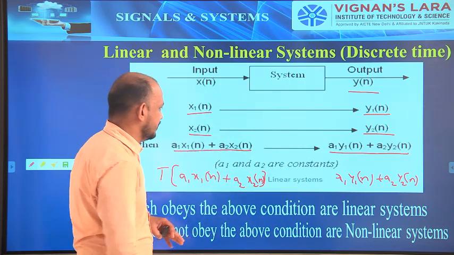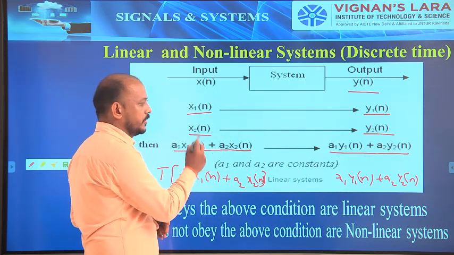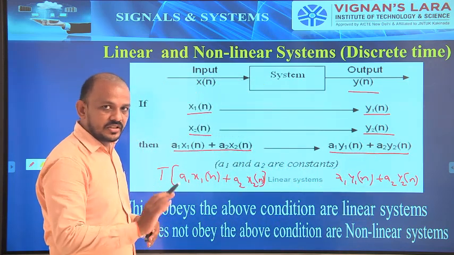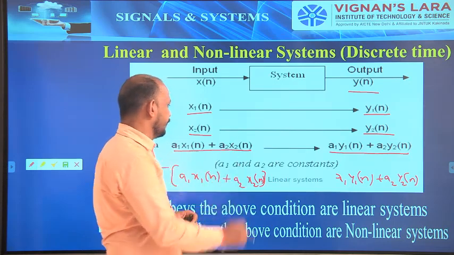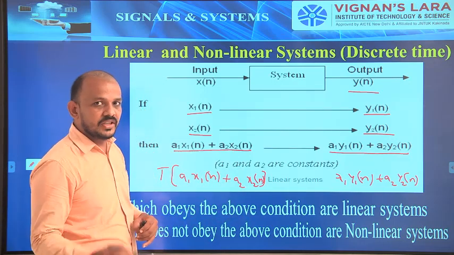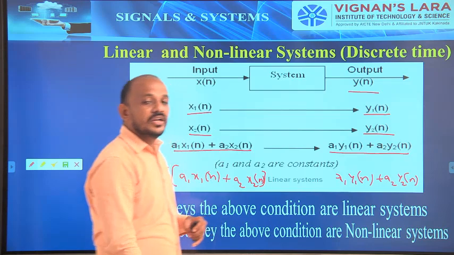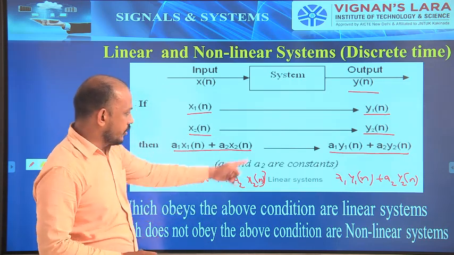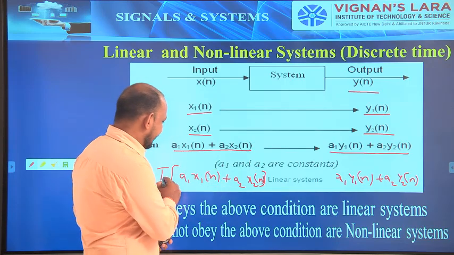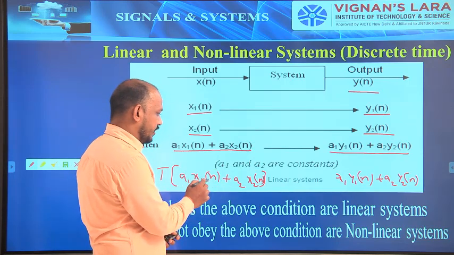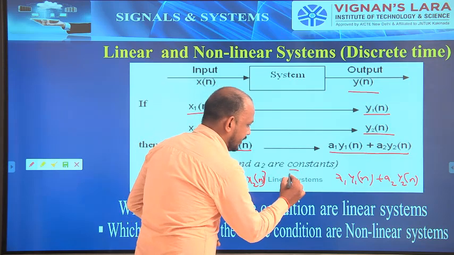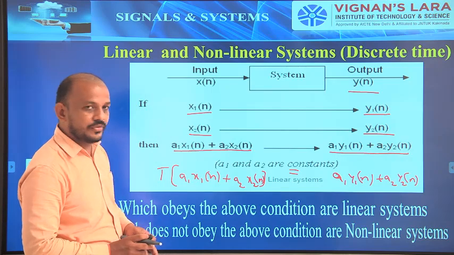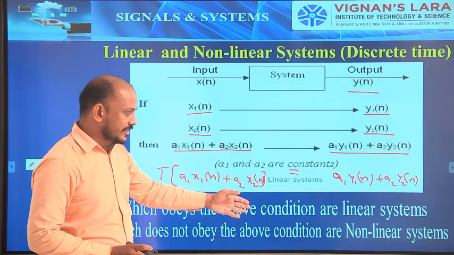So the condition is: if this is an input for the system, then this should be the output of that system. For a system, if a1 x1 of n plus a2 x2 of n is the input, then the output of the system is a1 y1 of n plus a2 y2 of n. If the system obeys the above condition, or simply if the transformed version of a1 x1 of n plus a2 x2 of n is equal to a1 y1 of n plus a2 y2 of n, then the system is called a linear system.